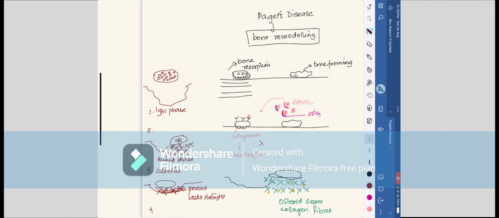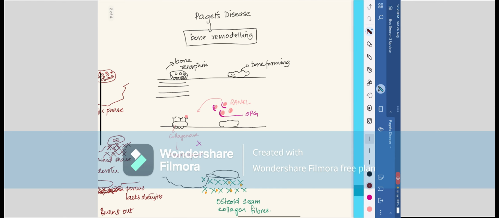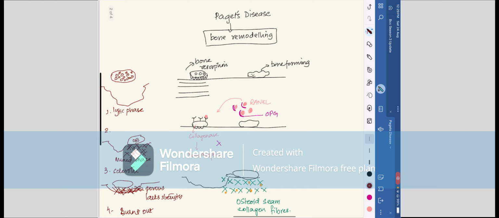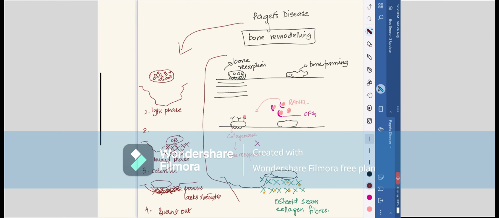Then the last phase is the burned out phase. Even the osteoblastic activity is burned out as well. So this is the pathophysiology of Paget's disease. This is the normal bone pathway, and this is what happens in Paget's disease.